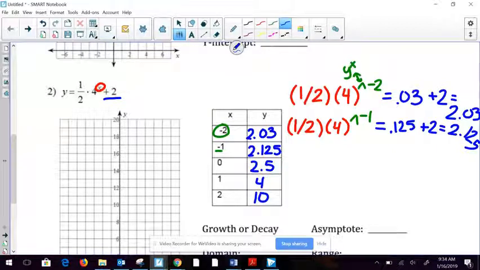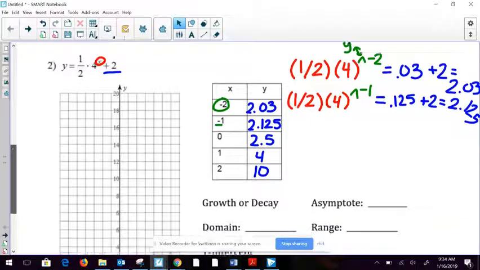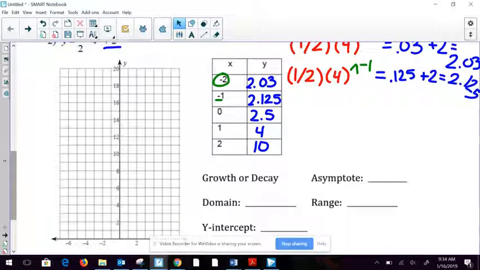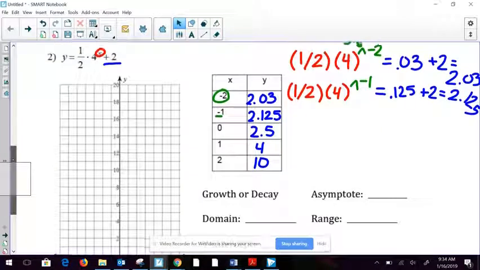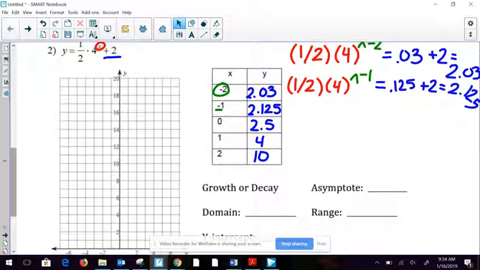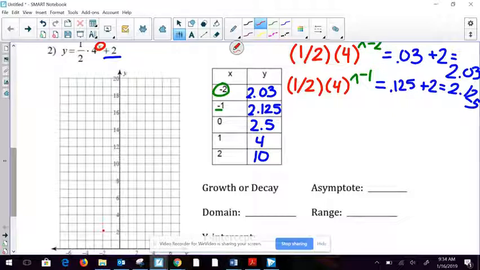Great job, awesome. Now that you have those numbers, we have to go ahead and plot those points on the graph. Now, I realize that plotting -2, 2.03 is a little bit strange for some of us, but it's okay. We're just going to kind of estimate where that comes out to be. So -2, 2.03 is really close to the 2 line. -1, 2.125 is just a little higher up, not much. 0, 2.5. So it's halfway between the 2 and the 3 line. 1, 4, and 2, 10.